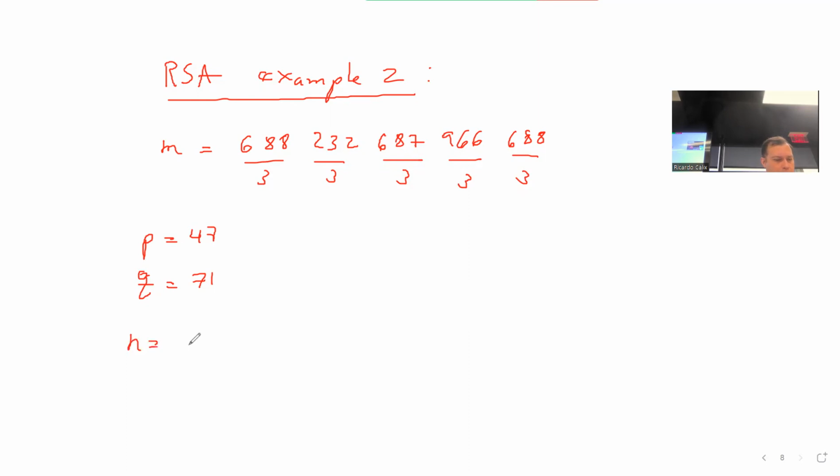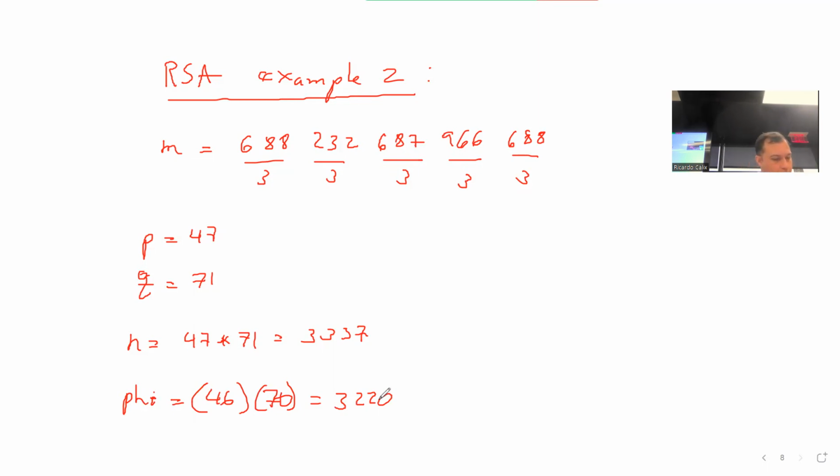So then N would be 47 times 71, right? And that's 3337. So 3337. Phi will be 46 times 70, right? And that should be 3220. Okay. So this, I'm just showing something interesting about what happens with encryption here.